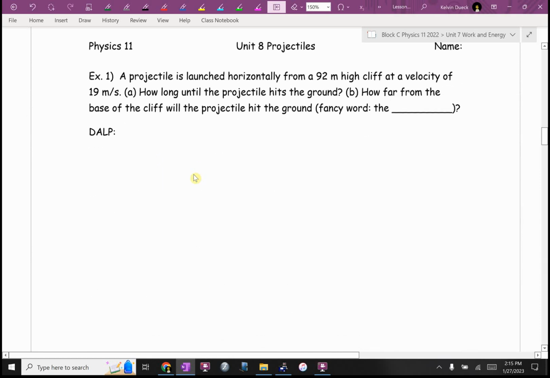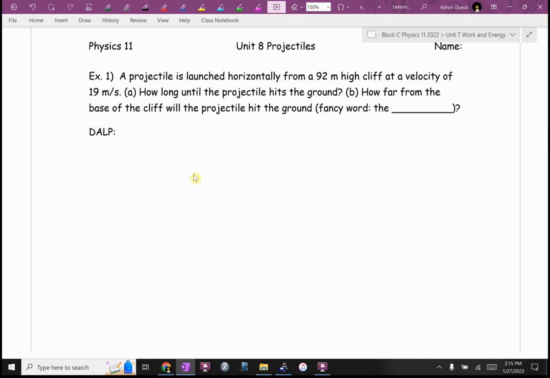If we were in Physics 12, I would say, I like example 1. Example 1 is the next question. In fact, this is a test question on the first Physics 12 unit test. I give them a cliff, I launch horizontally, and I ask, find how far the projectile travels. So read along with me.